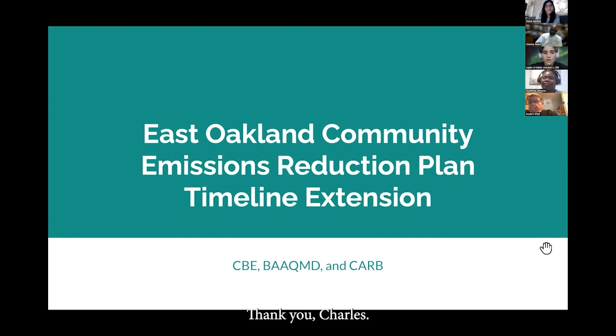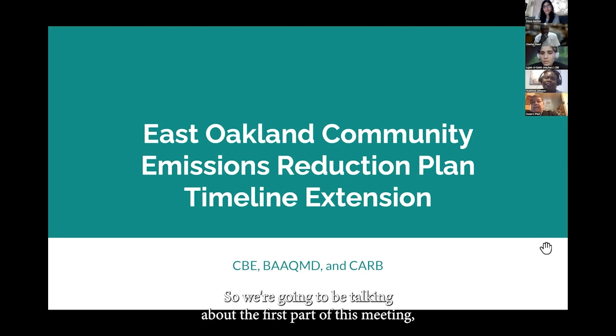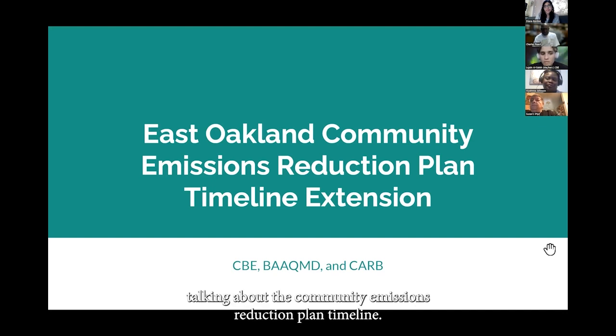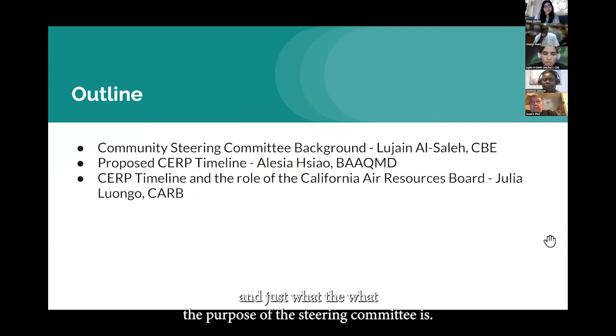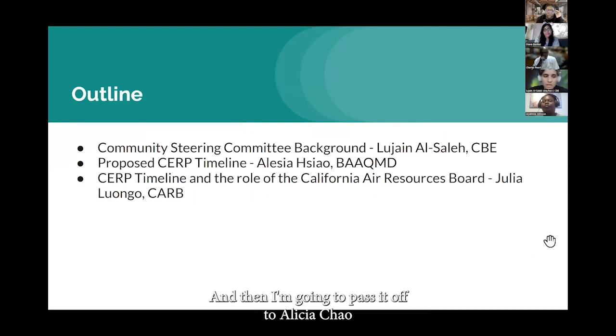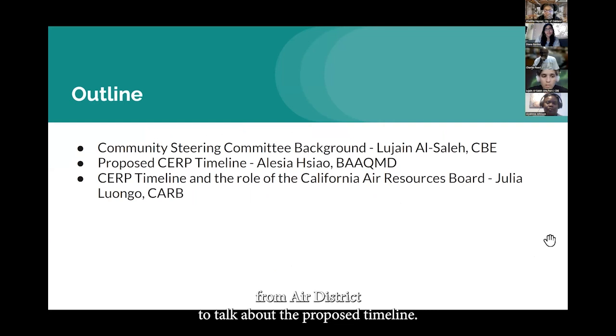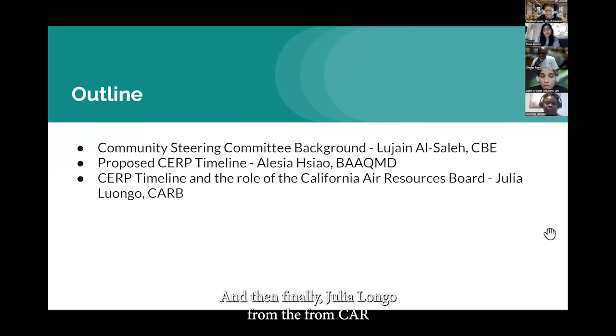Yeah, thanks, Charles. So we're going to be talking about the first part of this meeting, the community emissions reduction plan timeline. I'll just be covering a brief overview of the community steering committee, how we got to here, and the purpose of the steering committee. Then I'm going to pass it off to Alicia Chow from the Air District to talk about the proposed CERP timeline. And then finally, Julia Luongo from CARB will be talking about the CERP timeline and the role of CARB.